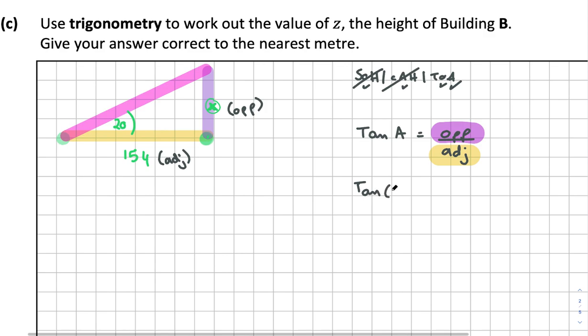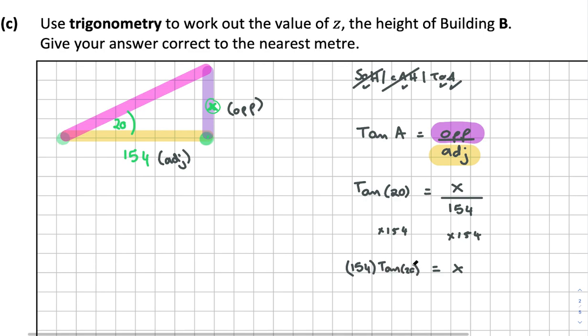So now I just fill it in. It's not a mystery angle. I actually do know what the angle is. So it's going to be tan of 20 is equal to opposite, which is x, I don't know what that is, all over adjacent, which is 154. I now want to get x on its own. So I'm going to have to think about what that 154 is doing to that x. And if you look at it, it's dividing. How do I undo divide by 154? Well, the trick is to multiply both sides by 154. So that leaves me with x is equal to 154 multiplied by tan of 20.